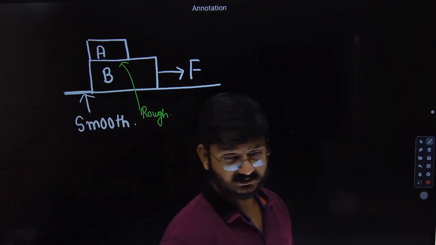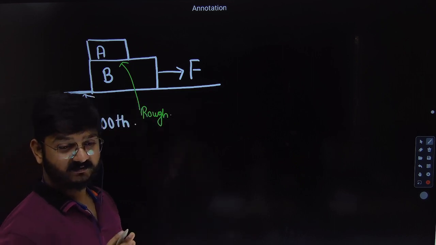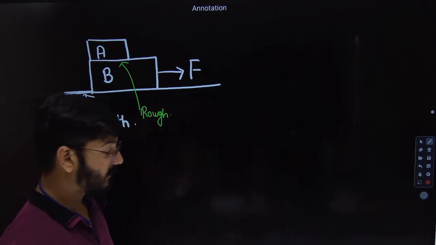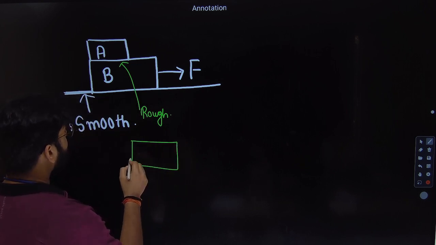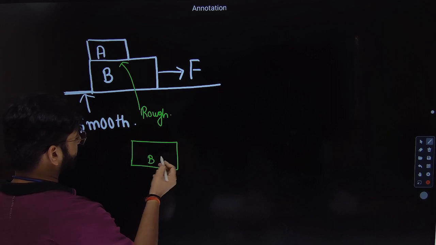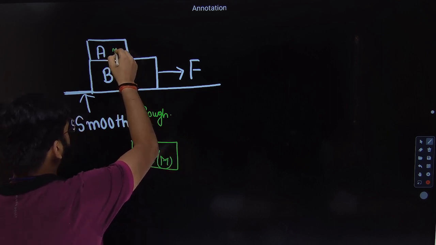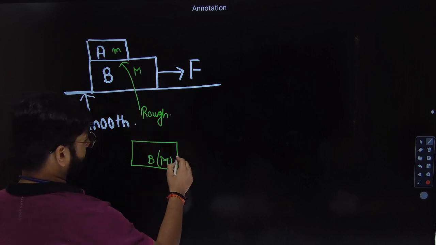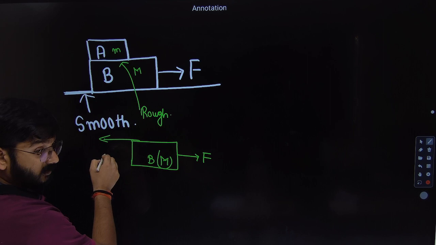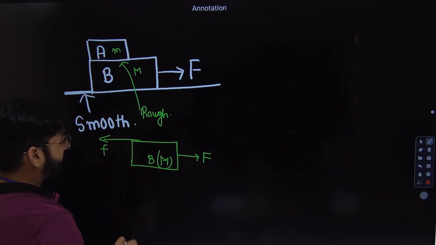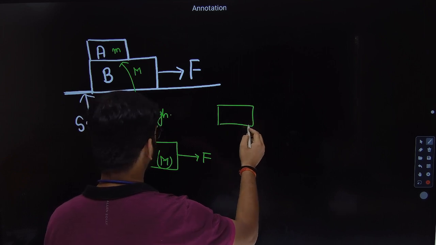So let's discuss it. Exactly the same thing. The only difference is the force is on B now. Let's draw the free body diagram. I will draw the free body diagram of B first. The mass is capital M. This is small m. So the force is here. Where will the friction act on B? Left. Now where will the friction act on A? Right.